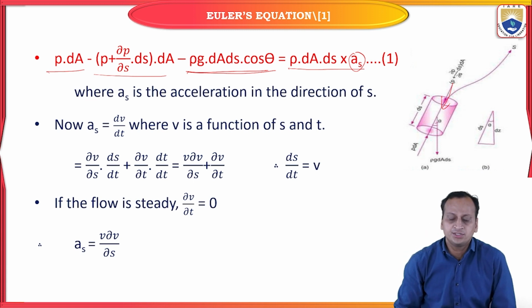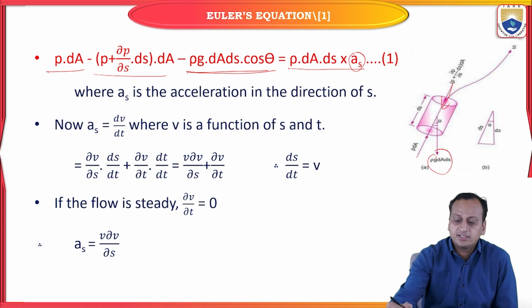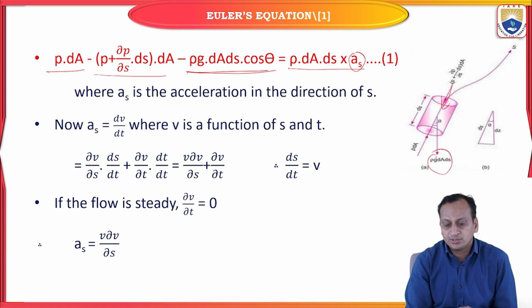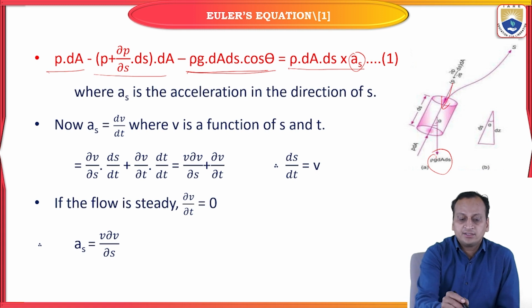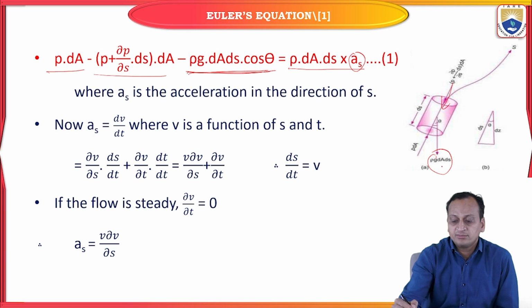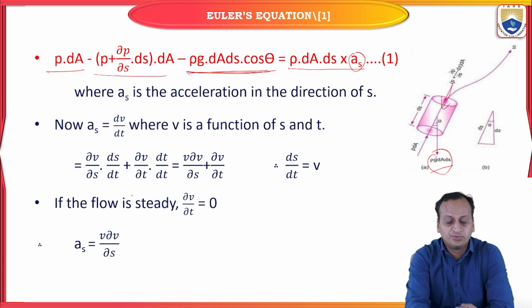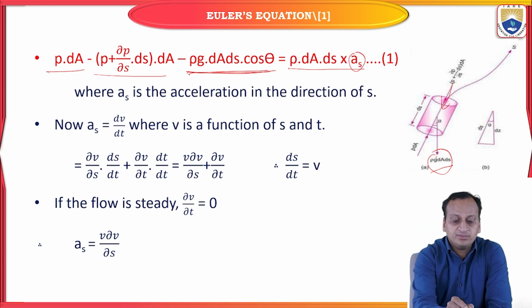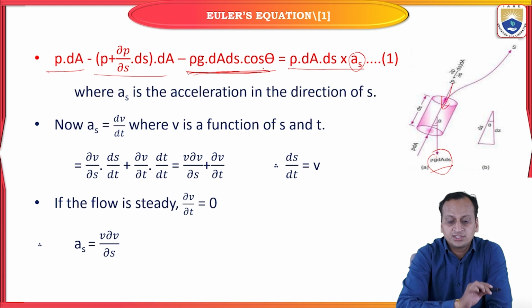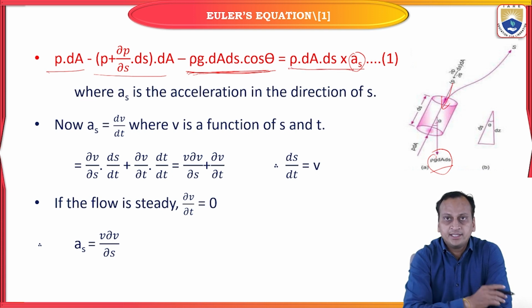Weight of the particle is rho g dA ds, and mass becomes rho dA ds. So the force, which is the weight, is nothing but rho g dA ds, and if you consider only the force, then it becomes rho g dA ds cos theta equals rho dA ds into a_s.